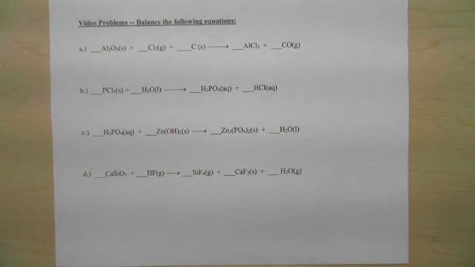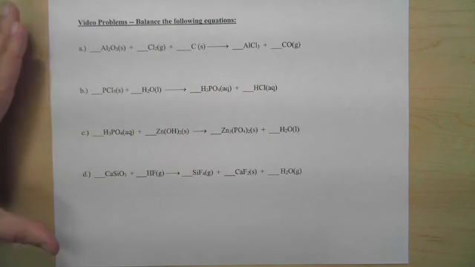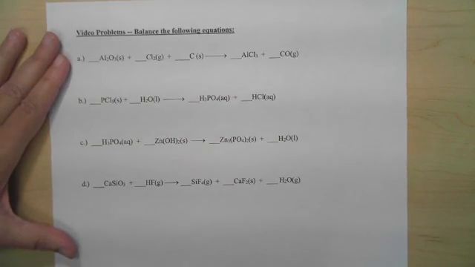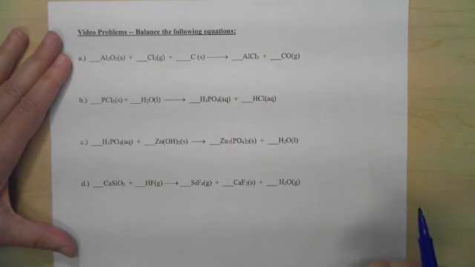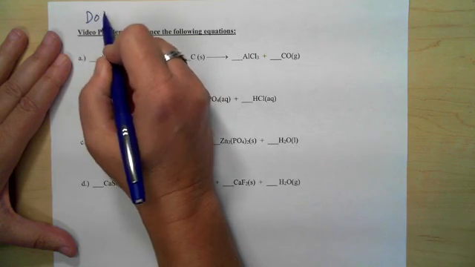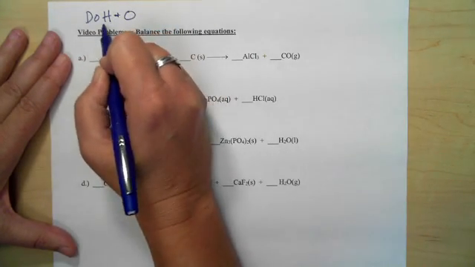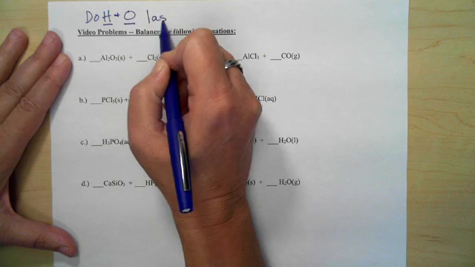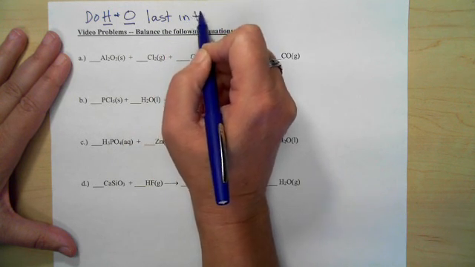On this set of problems, we're going to work on balancing equations. One of the ways you can do it is a little chart where you keep up with the atoms from each side. I'm not going to do that because it's time consuming. There are a couple things I want you to remember when you balance: do hydrogen and oxygen last, in that order.